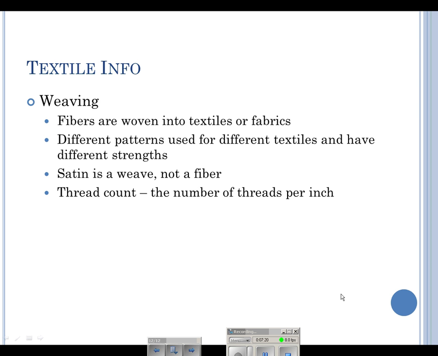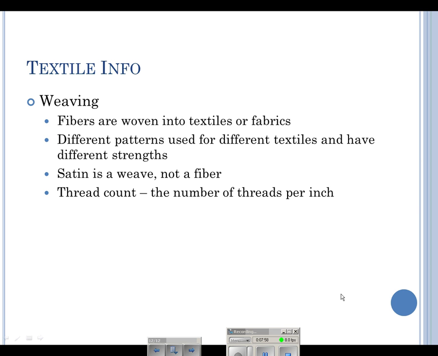So some information on textiles. Weaving, okay? In order to create a textile, fibers have to be woven. And in order to do that, you need to have yarns and threads. So threads, remember, are fibers that are spun together, and those are going to be spun together some more to make yarns. And there's different patterns that are used for different textiles and have different strengths. So, there's different weave patterns, and according to those, it'll be used for certain materials because of its ability to withstand wear.